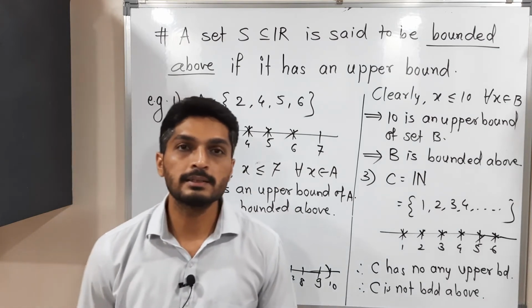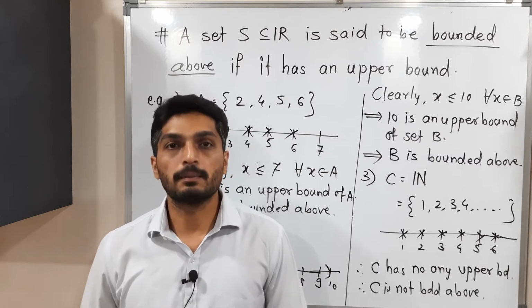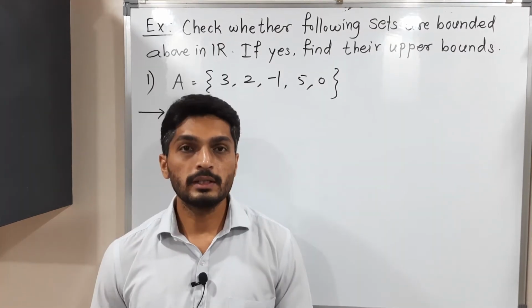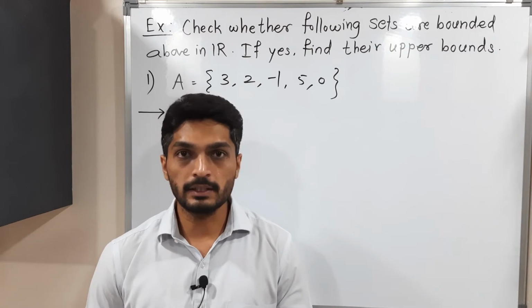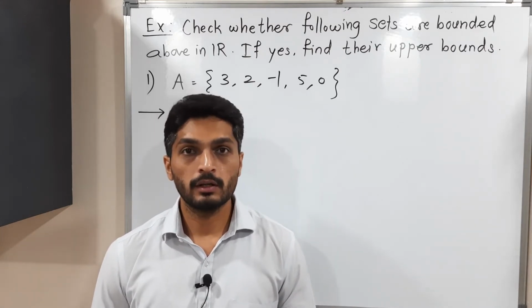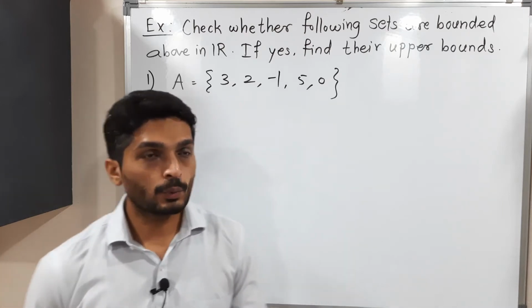So these three examples we have discussed. Let us discuss a few more examples. Before that, make a screenshot of it, then we will go further. Some sets are given here and we have to check whether those sets are bounded above or not. If they are bounded above, then we have to find their upper bounds. So what is the first set?